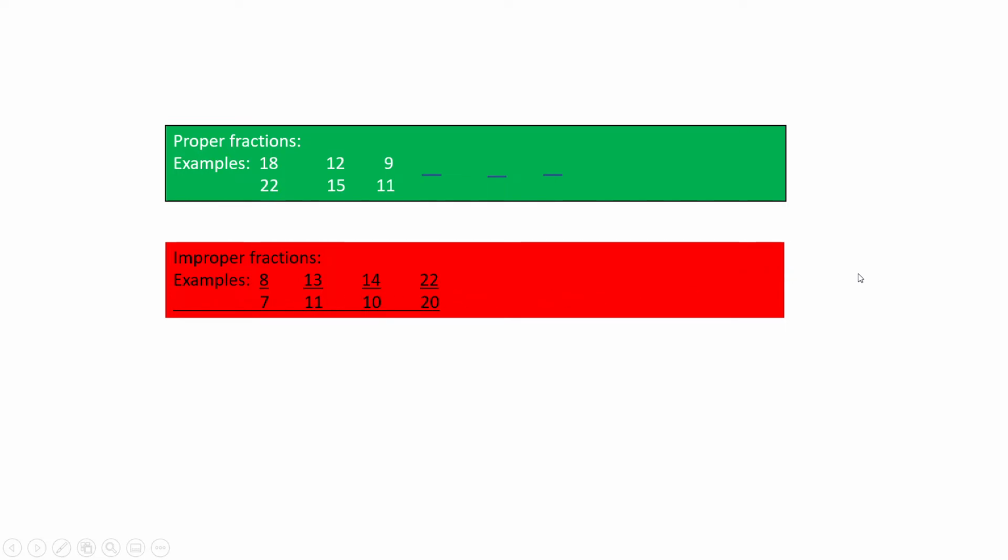I'll give you another example for proper fractions. Proper fractions could be 8 over 10, okay? 5 over 1 here, so that's another example. So let's go on to the next slide.